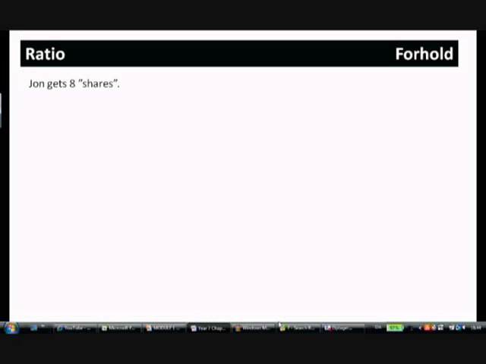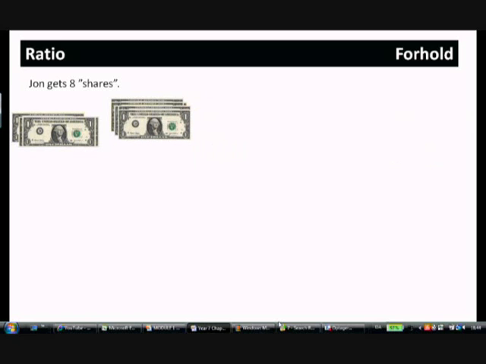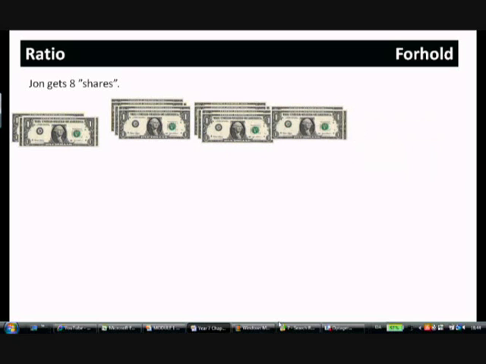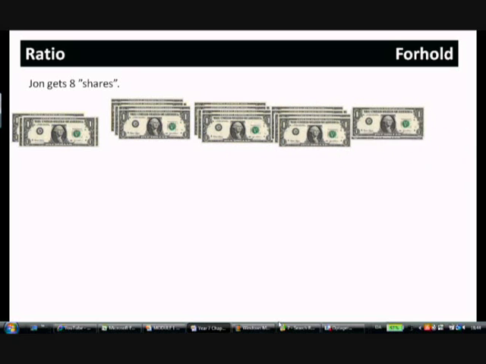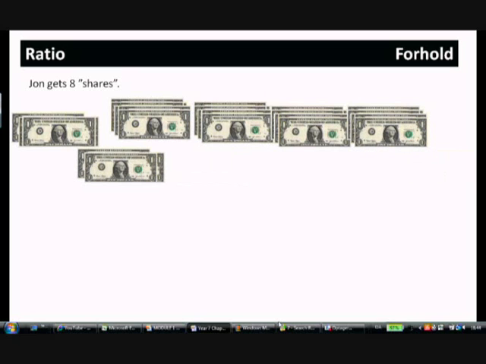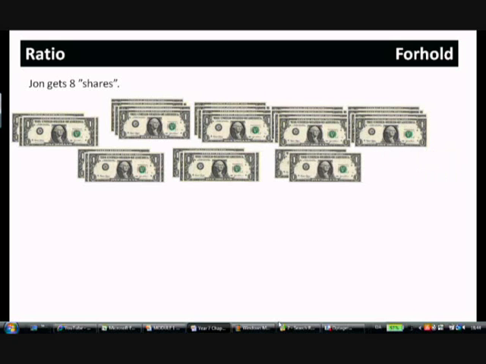Okay, so John gets 8 of those shares. So he gets eight of those little piles of $6. So 8 times $6 is $48. So he gets $48.